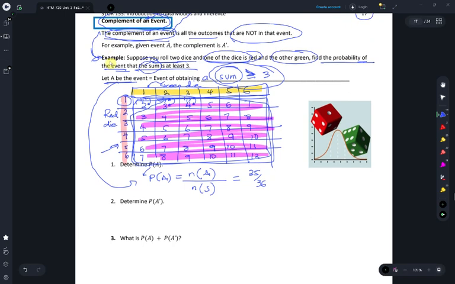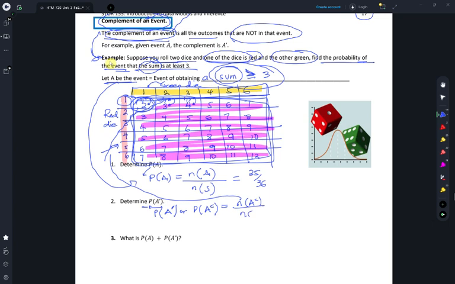On the other hand, if we are to determine the probability of the complement, that would be the probability of A prime, or probability of A complement. That is the probability that the sum is not greater than or equal to 3. In other words, the sum is only what? That of 2. So that will be number of points in A complement all over number of points in the sample space. That will be 1 out of 36.